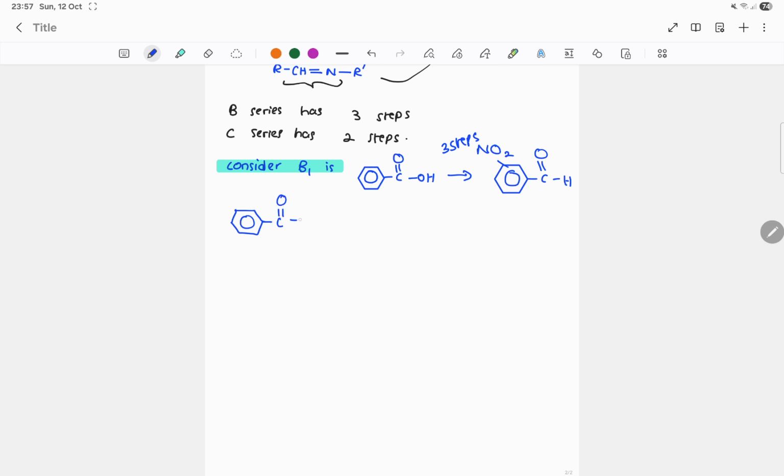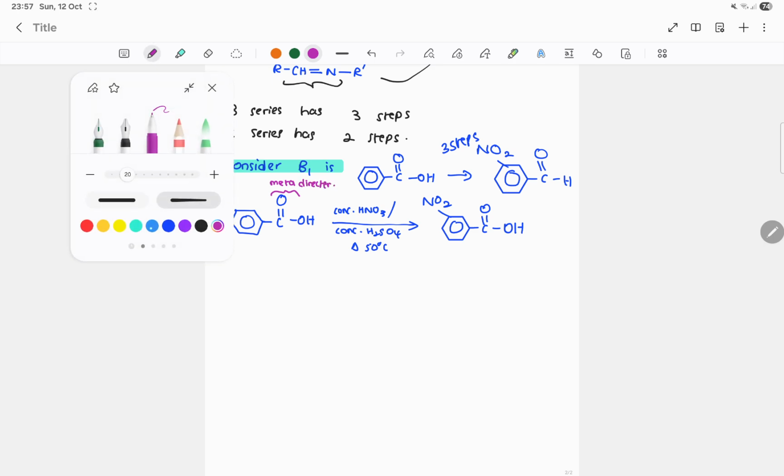We will start with this OH. So I can start by adding a nitro group. How do I add? Conc HNO3, conc H2SO4, heat it to 50 degrees Celsius. Then I will receive this one with an NO2 group attached to the meta place because this is a meta director. Okay, this is a meta director.